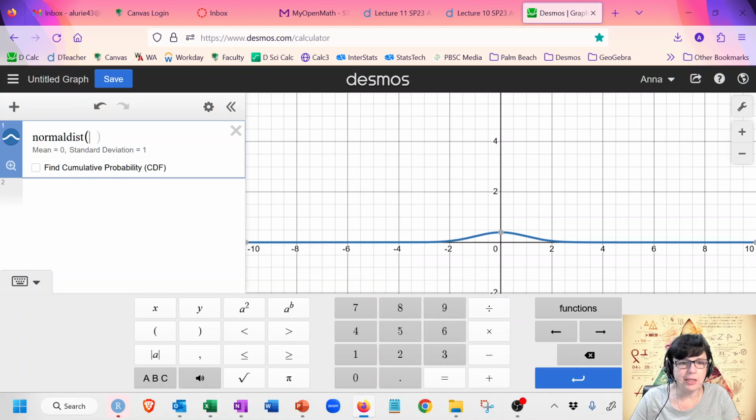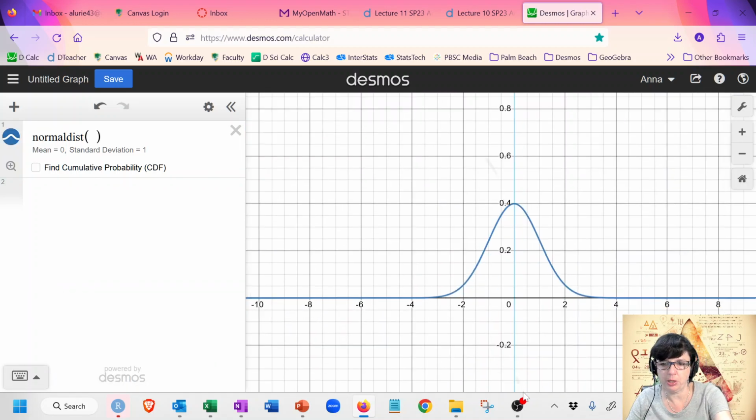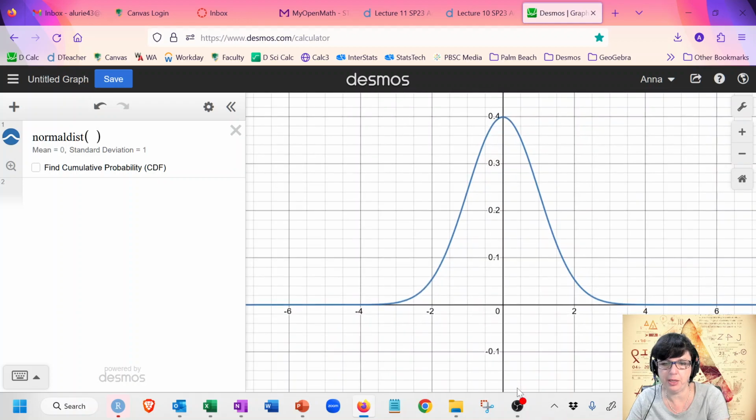Now, by default, it tells me that the mean is 0, standard deviation 1. By the way, if you ever forget the mean and standard deviation of the standard normal distribution, Desmos actually tells you that. Now, it also will graph it for you, but the graph looks kind of weird because the scale is off. Basically, the standard normal random variable is only really there from about -3 to +3. After that, it pretty much dies down and it's almost 0. Okay, so I want to find the probability of being less than 1.28.